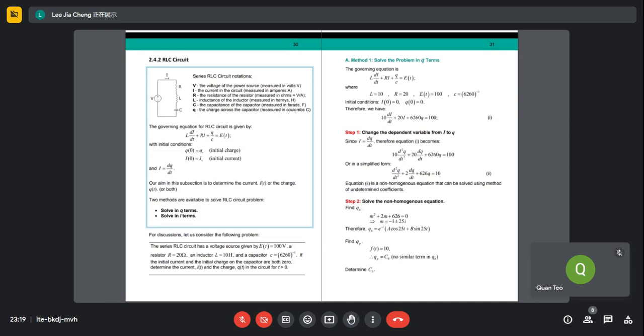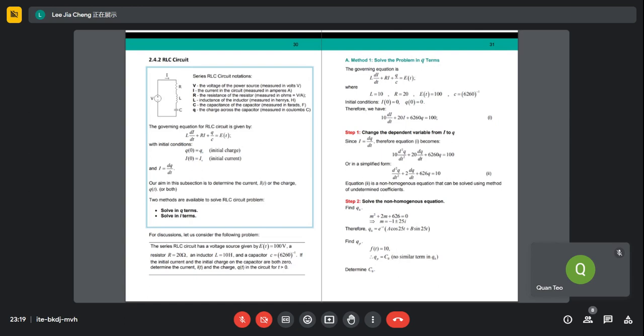Here we come to the governing equation for the RLC circuit, which is given by L times di over dt plus Ri plus Q over C equals E(t). So now I will explain what they represent. For the first, L times di over dt is the inductor voltage, and Ri is the resistor voltage. Thus, Q over C is the capacitor voltage. And the last one is the sum of voltage as a function of t.